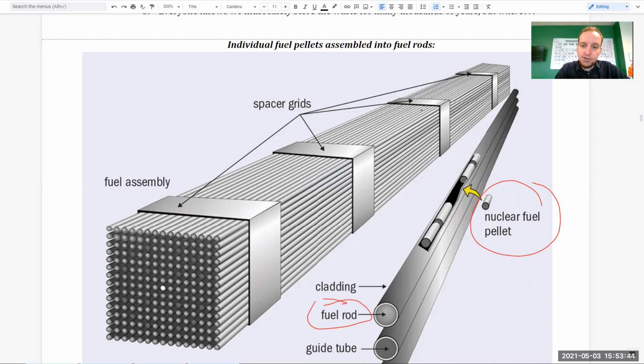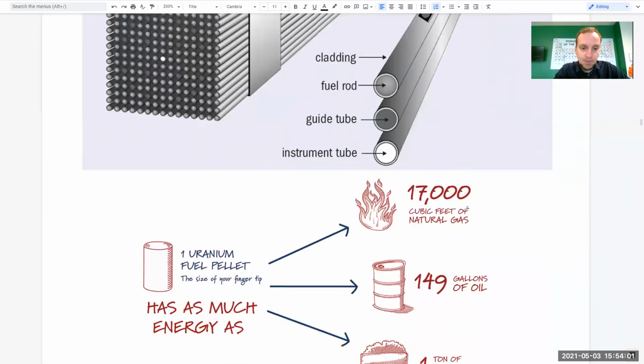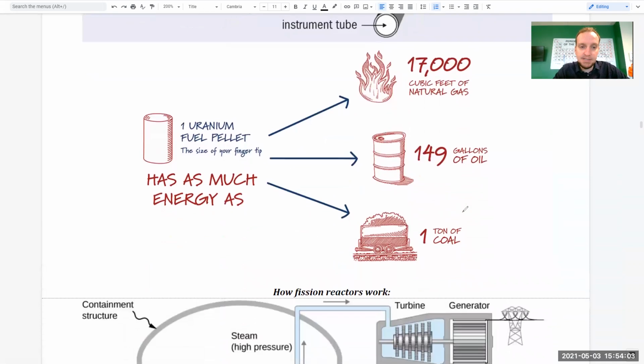And then as the uranium or the plutonium in that fuel pellet naturally decays, it's going to create an abundance of heat, not just energy, but also heat. Now, why this is important and useful for us as humankind is because each one of these itsy bitsy pellets, about the size of your fingertip, is about 17,000 cubic feet of natural gas. That's a lot. 149 gallons of fuel or a full ton of coal. So for something about this size, we're getting that much energy.